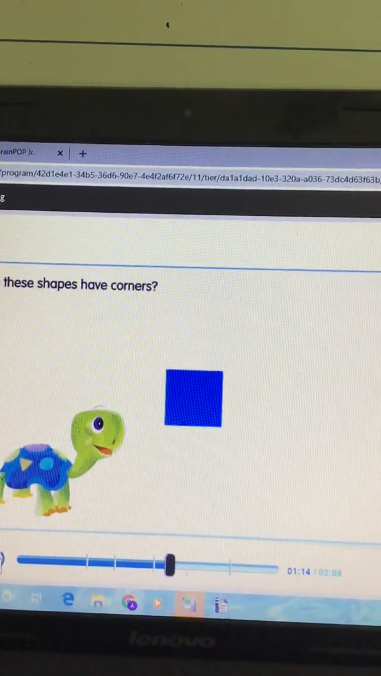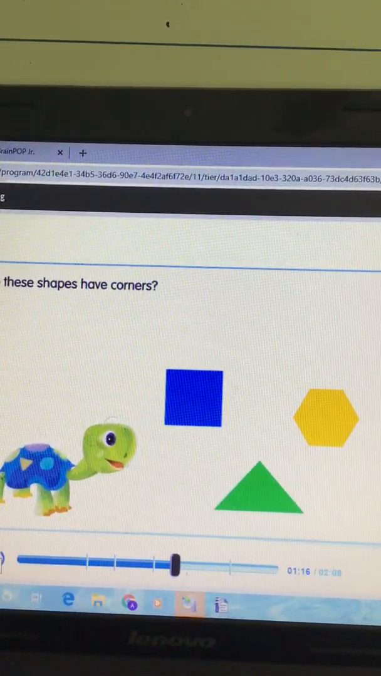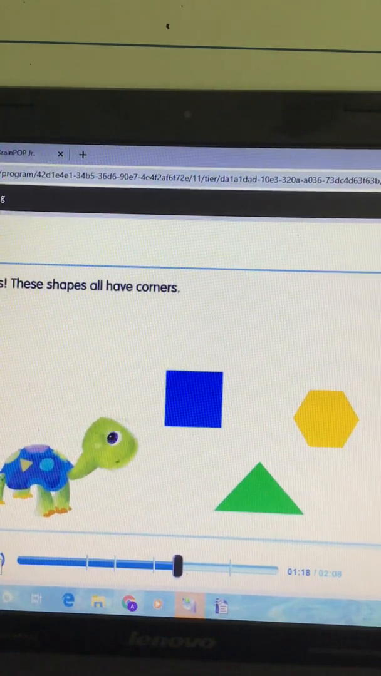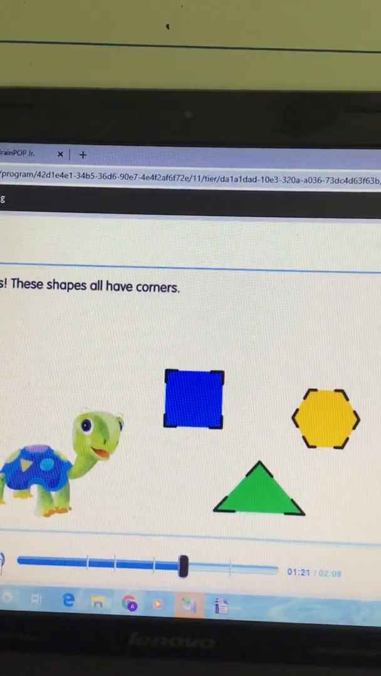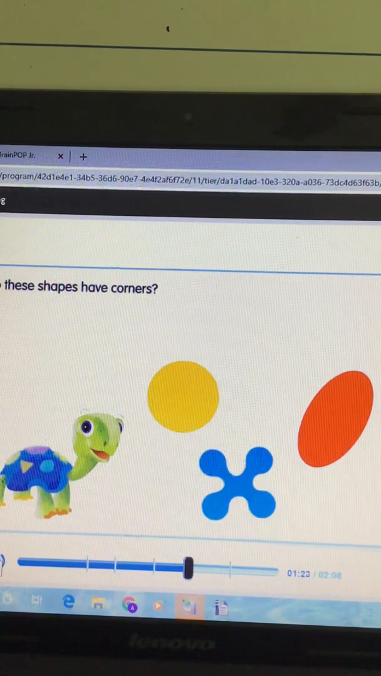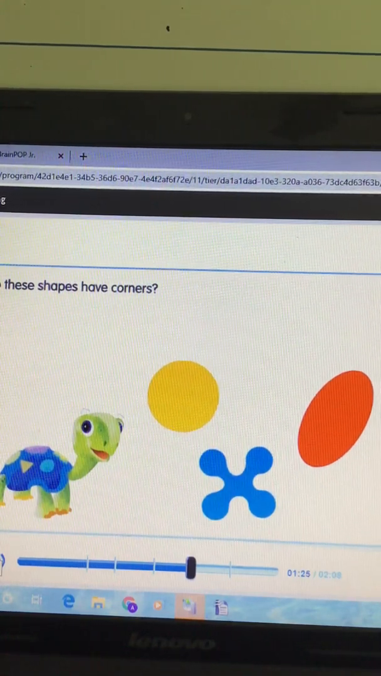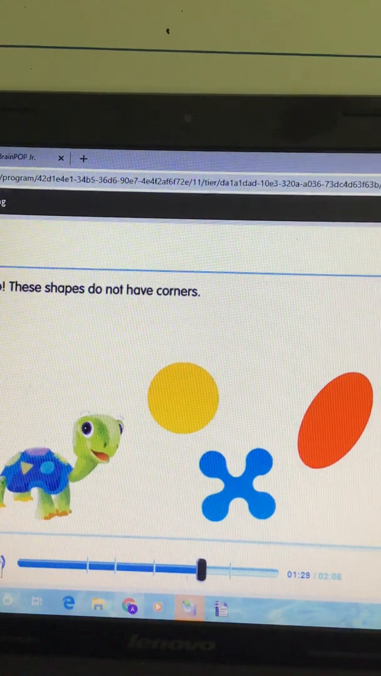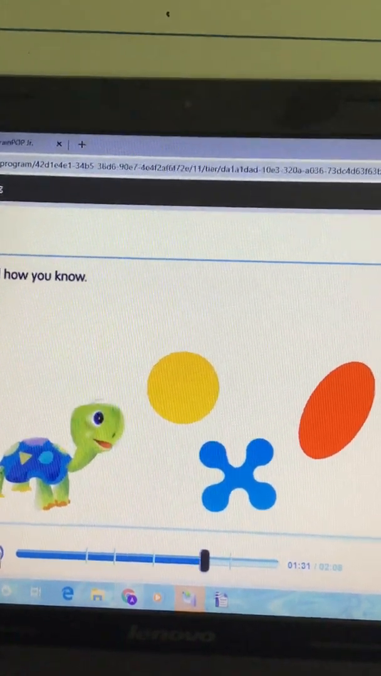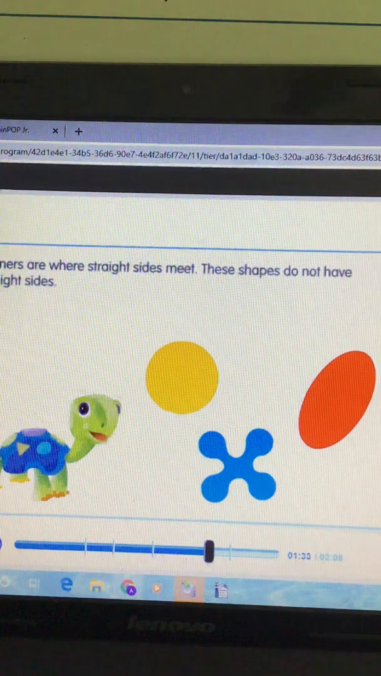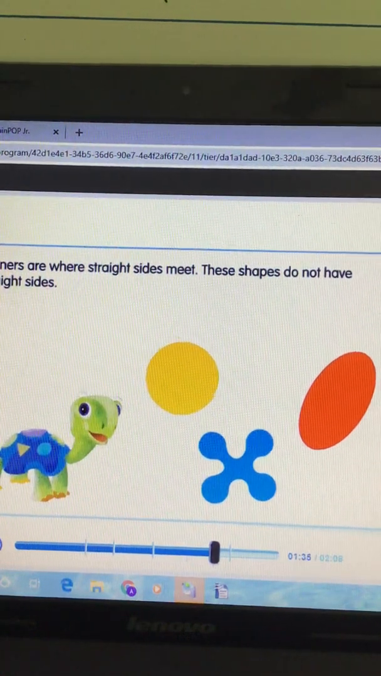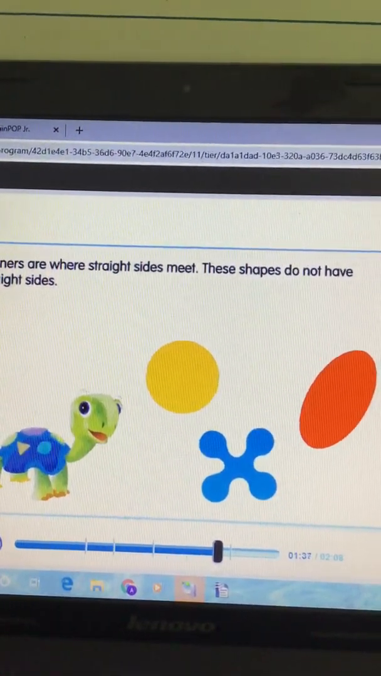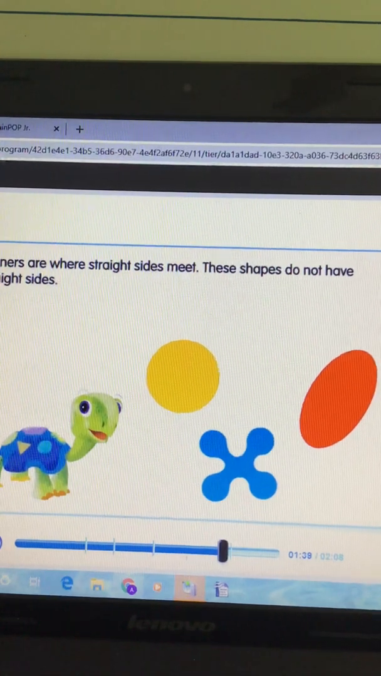Do these shapes have corners? Yes, these shapes all have corners. Do these shapes have corners? No, these shapes do not have corners. Tell how you know. Corners are where straight sides meet. These shapes do not have straight sides.